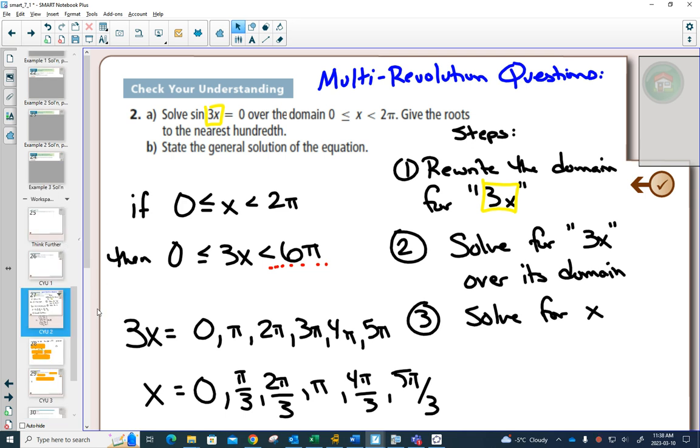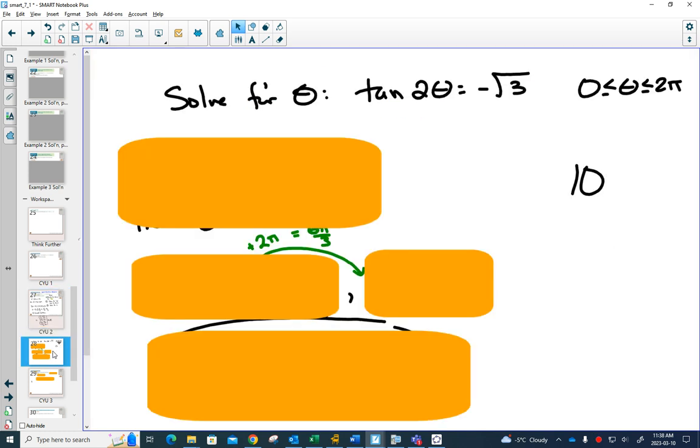Okay, we're going to do another one just to get used to these steps. So the steps, first of all, we rewrite the domain for whatever's inside. We solve for that inside part over its domain. And finally, we just need to divide to get a value by itself. So here is our second example.